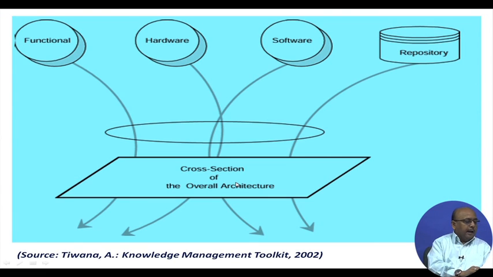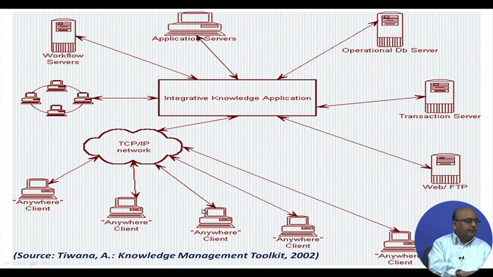See how it happens. So you have functional, hardware and software, these are the repositories, and this is the system through which they are interacted and related. Okay. So there is a cross section of our architecture, and then you have to see whether you want to make it integrative or interactive, right.